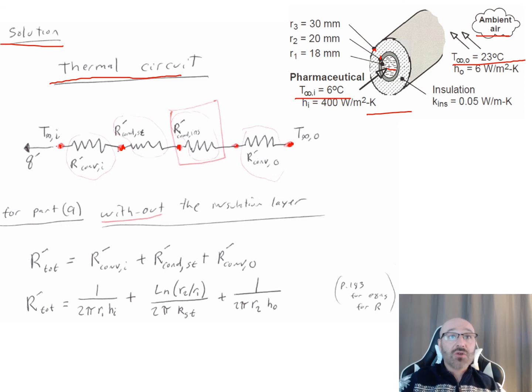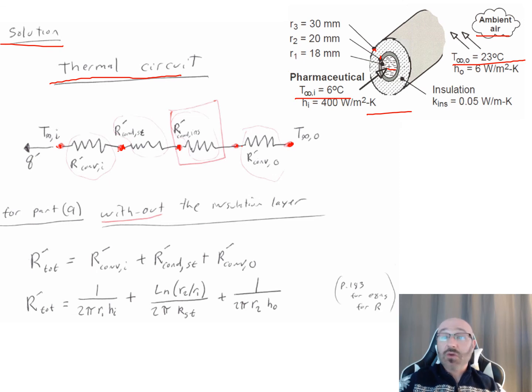We have 1, 2, 3, 4, 5 nodes: inner fluid temperature, inside of the steel, outside of the steel, in between the steel and the insulation, and then outside of the insulation, and then we have our ambient air temperature right there. So all of those are our 5 nodes right there.